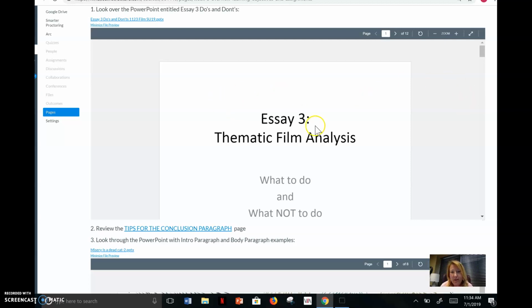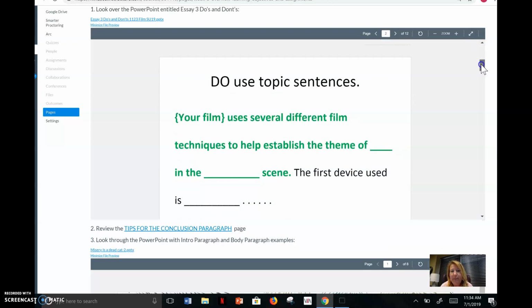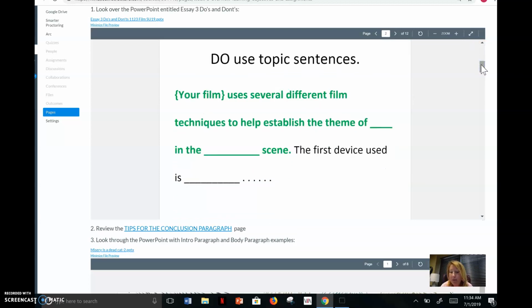All right, so the first thing here is the do's and don'ts. So if you scroll through this, topic sentences. If I put on your paper inadequate topic sentence, here's one. Misery uses several different film techniques to help establish the theme of suspense. And then don't name your scene, describe it. Help establish the theme of suspense in the hobbling scene, or in the scene where Paul is out of bed and Misery comes home, and Annie comes home. Then make sure to follow it.